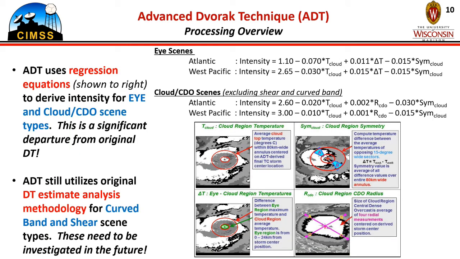As I mentioned, there are various techniques in the ADT to derive the intensity estimate. For certain scene types, like the eye scenes and certain cloud scenes, like the CDO scenes, which the CDO is a central dense overcast, when there is a cirrus shield obscuring the eye forming underneath the cloud shield, we use regression equations to derive these intensity estimates. These are based upon various parameters, such as the size of the CDO, the cloud top temperature, or the eye temperature. Some of those are various parameters that go into the derivation of the regression equation. For other things like the curved band or shear scene type, we utilize various techniques provided in the original Dvorak technique to provide the initial intensity estimate.